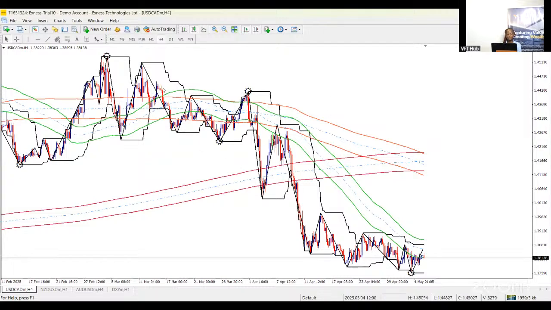So price sold for a very long time. Sunshine was printed. What does that mean? Profit taking occurred for this particular sell trend downward. So now that sunshine has been printed, profit taking has occurred, I'm expecting USD CAD to buy. To buy into what zone? I'm expecting it to buy back into somewhere around this level, right?